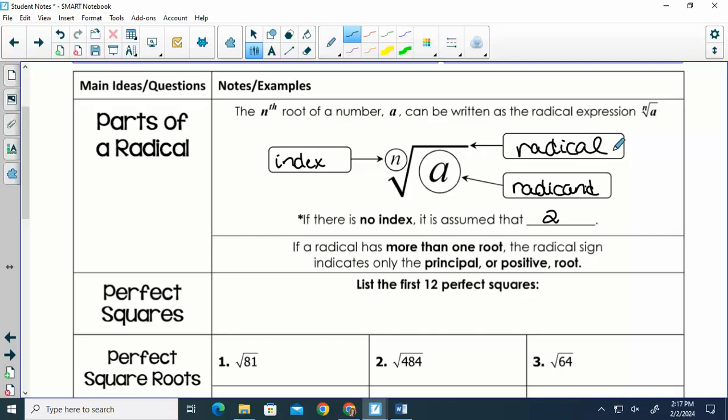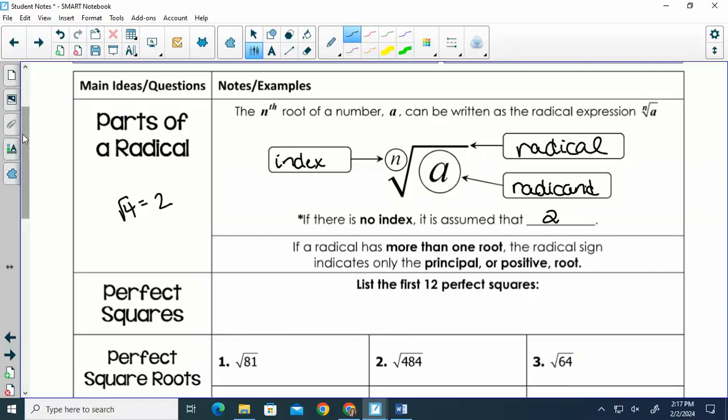In general, when we see that symbol, we're assuming the positive root. So when I say the square root of 4, we know 2 squared is 4, and negative 2 squared is also 4, but the square root is always referring to the positive one. So it's just referring to positive 2.